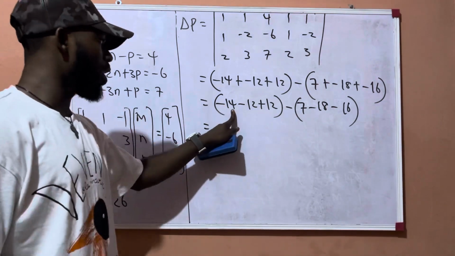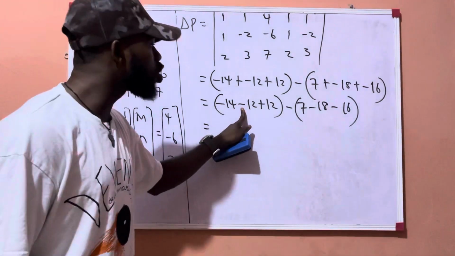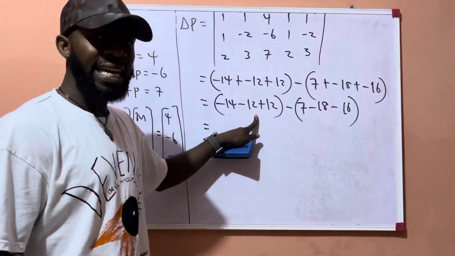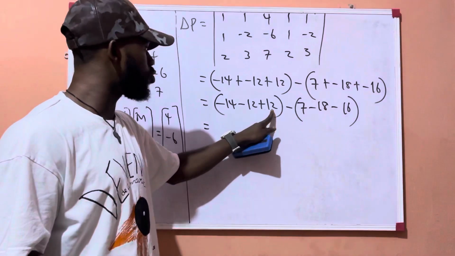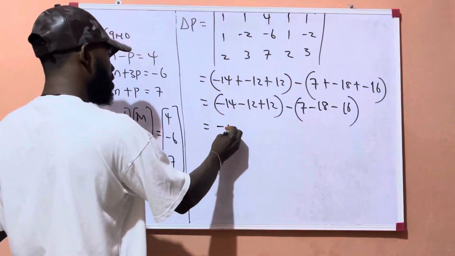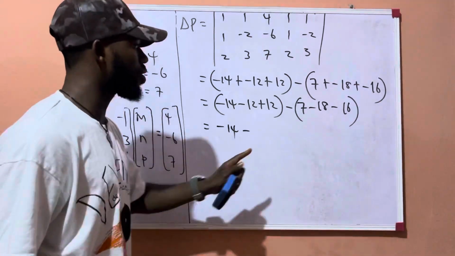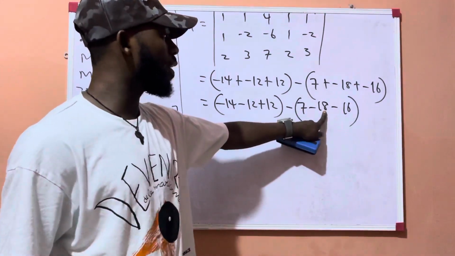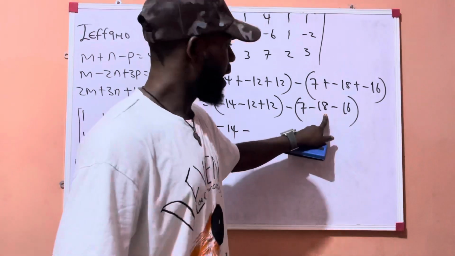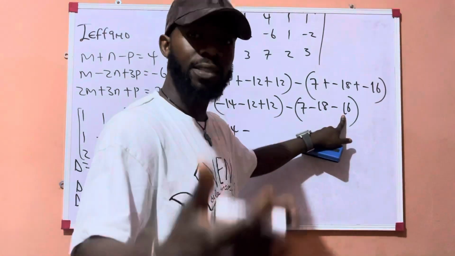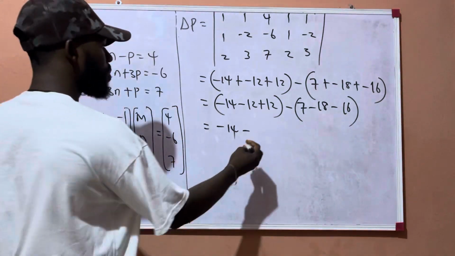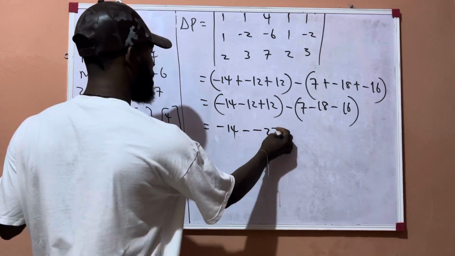Without wasting time, we have this. When you owe 14, and you owe 12, how much are you owing? 26. And then in this 26 you are owing, you paid 12. How much are you owing again? 14. So here becomes minus 14 minus 7 minus 18 gives us minus 11. Now minus 11 means you are owing 11. And then you borrowed another 16. So minus 11 minus 16 gives us minus 27. Here becomes another minus 27.